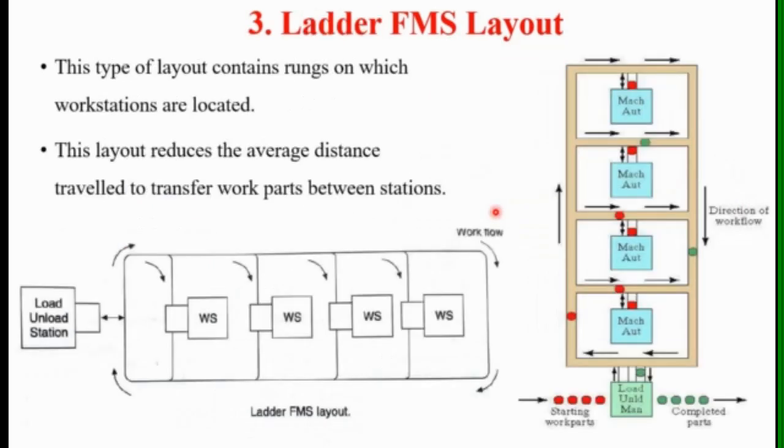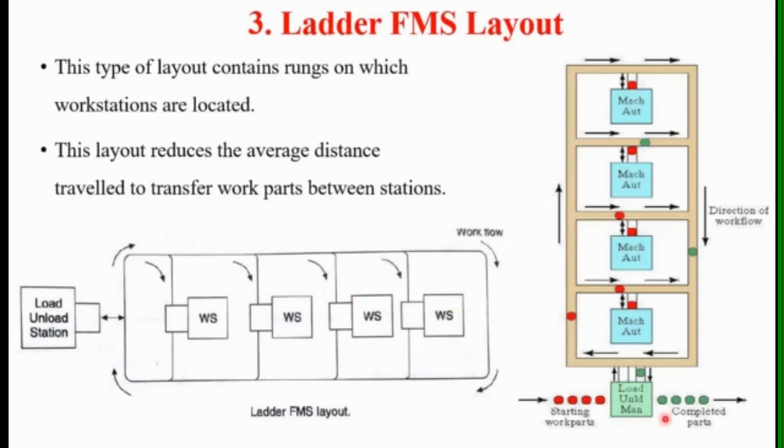Third layout is ladder flexible manufacturing system layout. In this type of layout, this layout contains a rung on which the workstations are located. This layout reduces the average distance traveled to transfer work parts between the stations. In this ladder layout, the work parts are transported from one station to the second station. It is like a ladder.